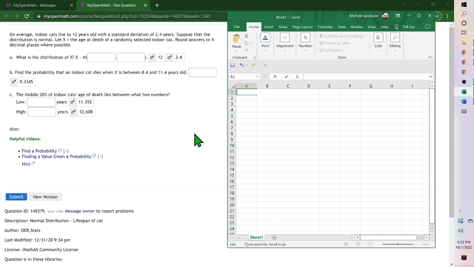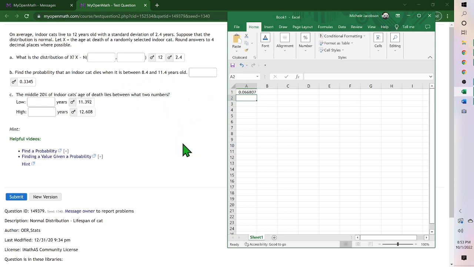So if we do equals and start typing norm, we want to do a normal distribution. Then you put your x value. If we put 8.4, comma, the mean, which is 12, comma, standard deviation. Now notice they also want this cumulative. You just put 1 because you're using 100% or 1 under the curve, and then hit enter. So that's the percent below 8.4.